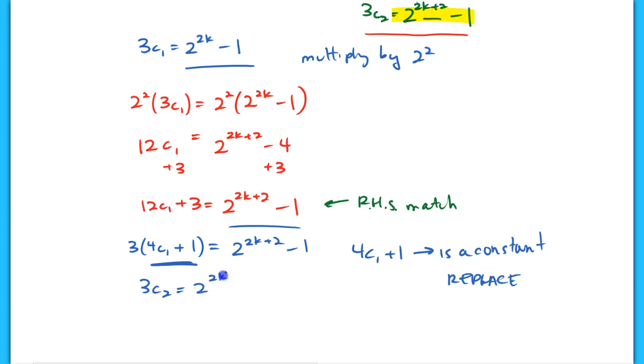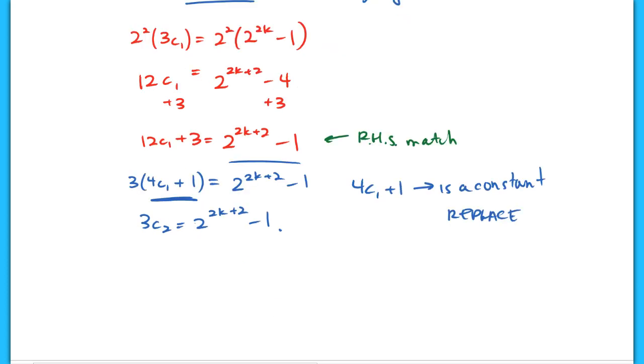So we have 3 times c2 is equal to 2 to the 2k plus 2 minus 1, which is what we were trying to show all along. And therefore, since p of k plus 1 is true, p of n is true for all n.